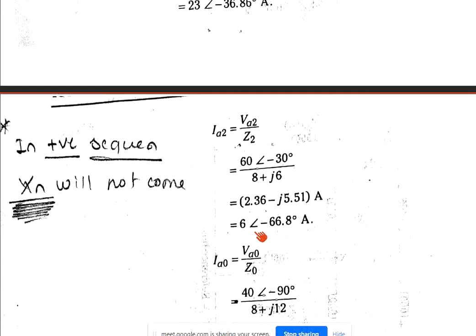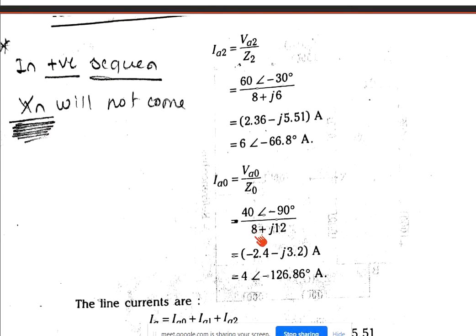Usually for the positive sequence, X naught will not be there. For the negative sequence also X naught will not be there. Only for the zero sequence will it be there. Now similarly IA naught. IA naught equals VA naught by Z naught. You know VA naught had been given 40 at an angle minus 90. So here you need to take Zn or Xn, 8 plus j12. Usually the neutral impedance will be calculated for the zero sequence network only.